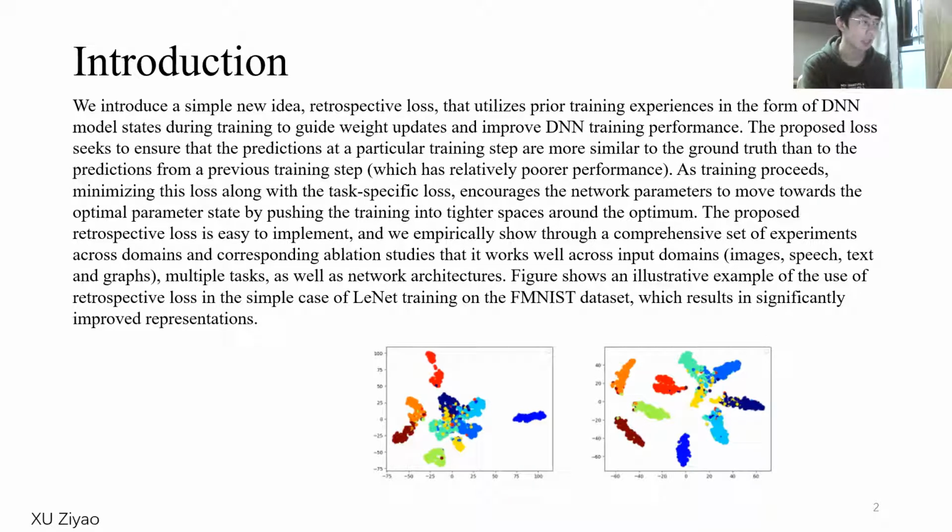The proposed retrospective loss is easy to implement, and we show through a comprehensive set of experiments across domains and corresponding application studies that it works very well across input domains, tasks, as well as network architectures. Figures show an illustrative example of the use of retrospective loss in the simple case of training on the FMNIST dataset, which results in significantly improved representations.